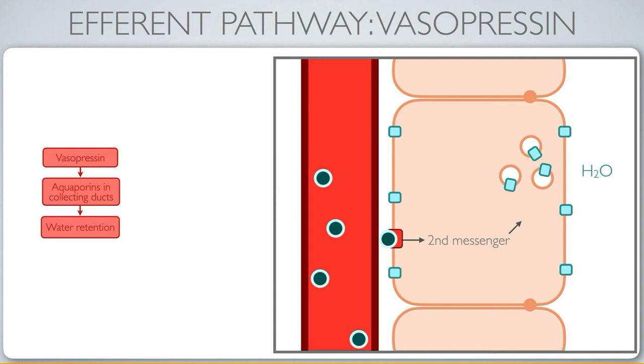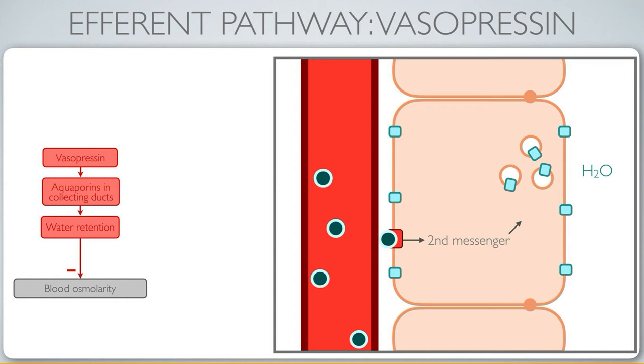The osmolarity of the blood would be increasing. So I've put a little minus here. I mean, it really doesn't reduce the osmolarity, but it helps. This water retention helps to prevent any further increases in blood osmolarity. So that's a little bit more information on the efferent end of this control system that we're piecing together.